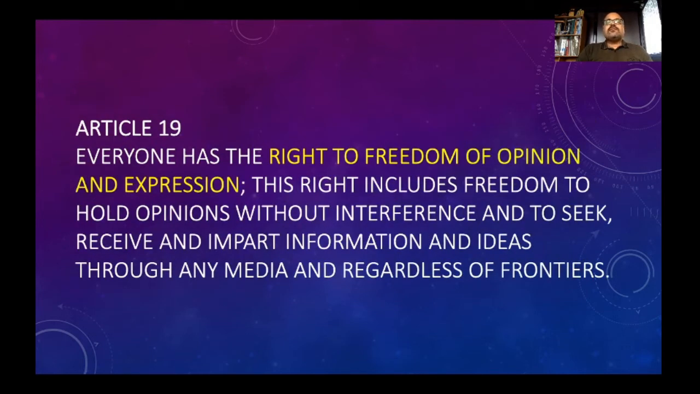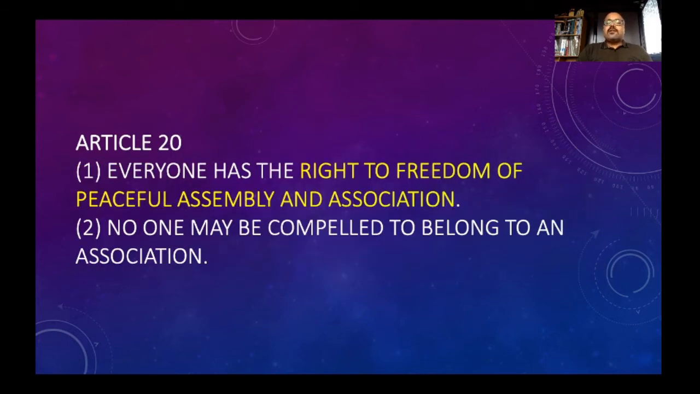Article 19 is about the right to freedom of opinion and expression. Now, the Right to Information Act is the outcome of this particular type of freedom, which is otherwise there under the Constitution of India as freedom of speech and expression. Article 20 is talking about the right to freedom of peaceful assembly and association.